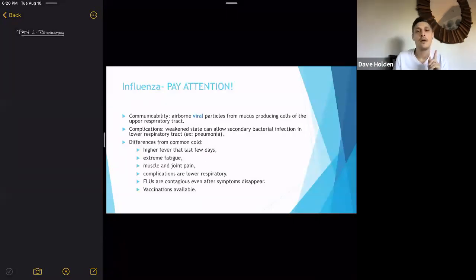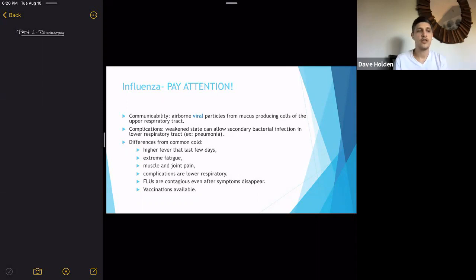Now, influenza, on the other hand, influenza is airborne. So you just have to be in the same room with someone with the flu and you can contract the flu. The flu is also a virus which will infect the mucus producing cells in your upper respiratory tract. So in your nose, down your throat.